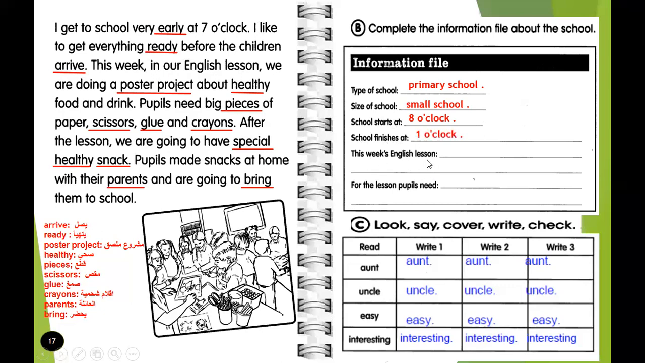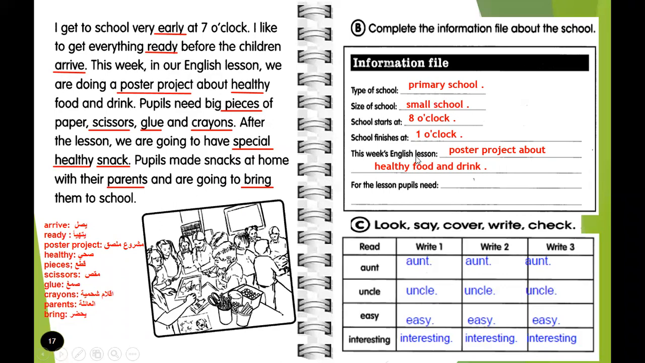This week's English lesson. درس الإنجليزي لهذا الأسبوع. About what? About poster project, مشروع ملصق, about healthy food and drink. Then you should write these sentences and fill the information file in your books. أنتم لازم تكتبون هذه المعلومات في كتاب النشاط.